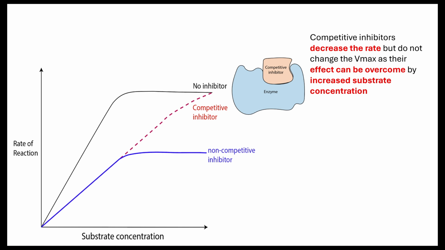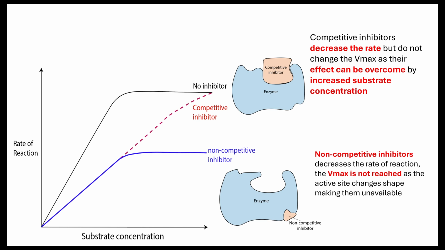What you should note with a graph is if the rate of reaction is increasing and getting close to, but hasn't yet reached the Vmax, that means we might not have put in enough substrate concentration. With regards to our non-competitive inhibitor, it is going to decrease the rate of the reaction, and the Vmax is never going to be reached. That's because as the active site changes shape, it's making them unavailable. So they are never going to reach the same level as when there is no inhibitor present.